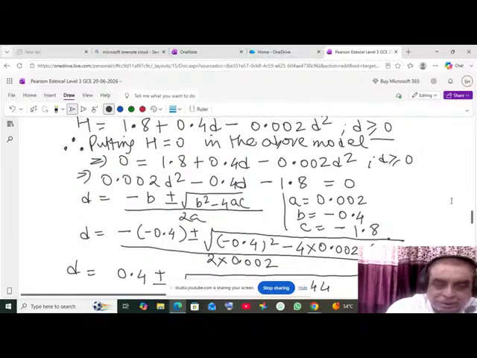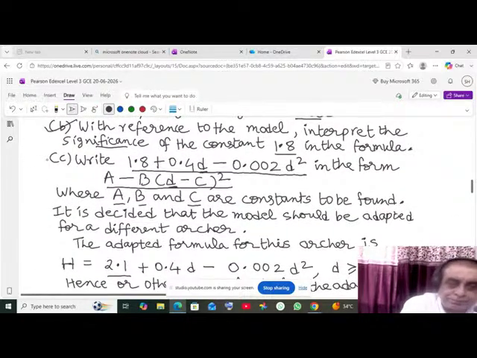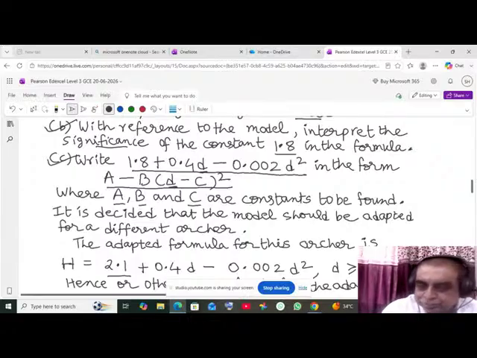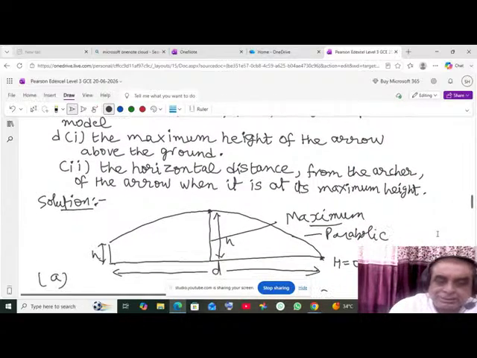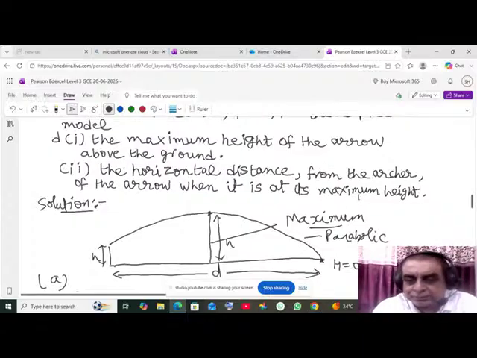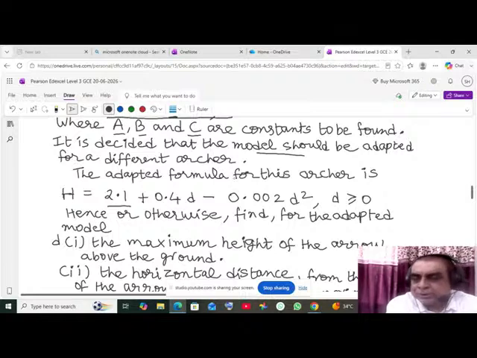Now the last part we will do. The c part is already done. Now we are moving to the last part, d. d has two parts, 1 and 2. The first part of d is asking: it was told to us that the model should be adapted for a different archer. So the previous model we have transformed to a new type of model.